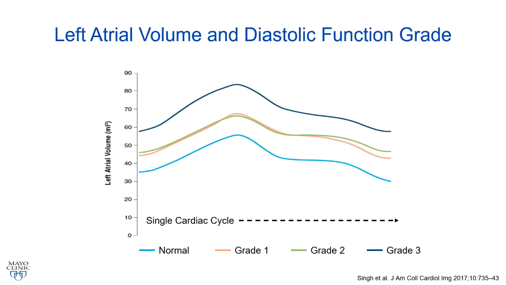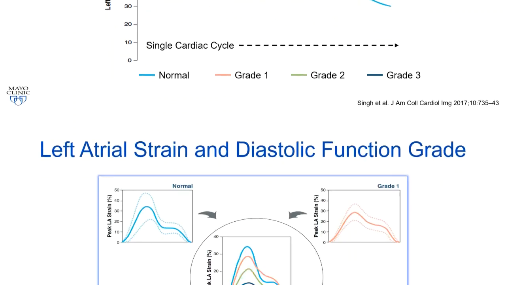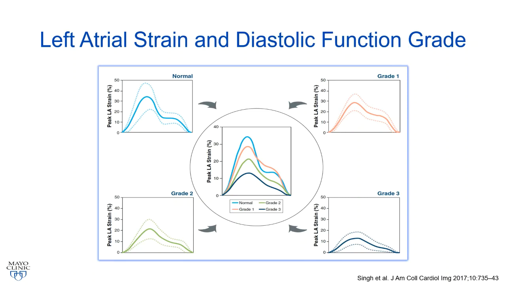What about left atrial volume in the assessment of diastolic function grades? Right, we know that as the LA index volume increases, that likely is associated with abnormal diastolic function. But what you can appreciate here is that the LA indexed volume is difficult to discriminate between grade 1 and grade 2 diastolic dysfunction. This is different though when you look at the LA reservoir strain, that the LA reservoir strain continues to decrease between normal, grade 1, grade 2, and grade 3 diastolic dysfunction.